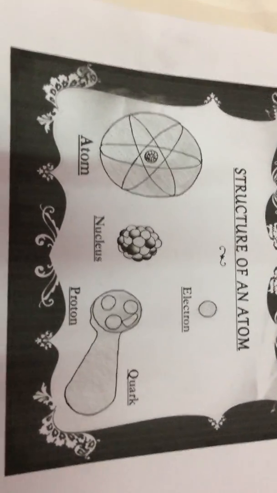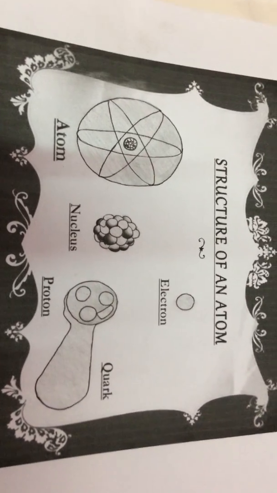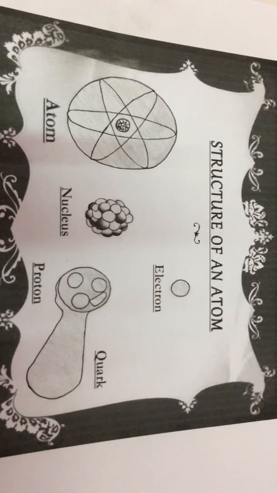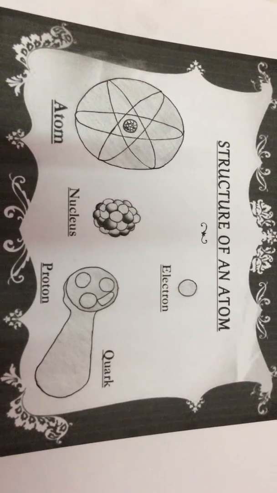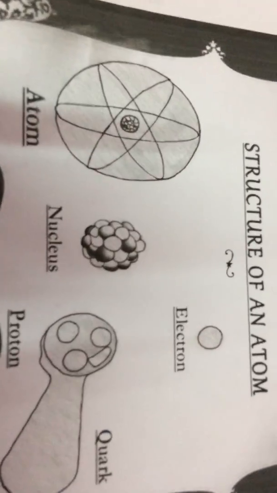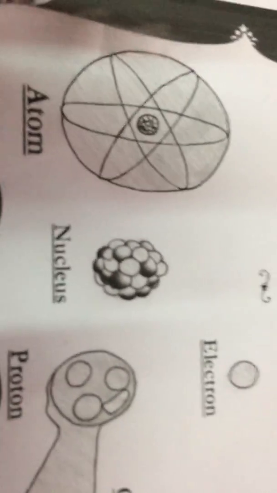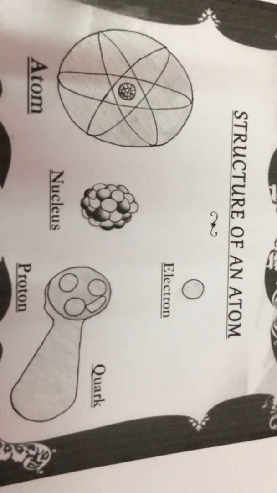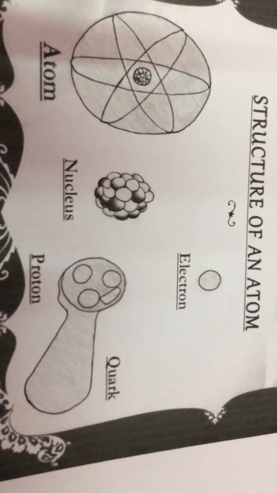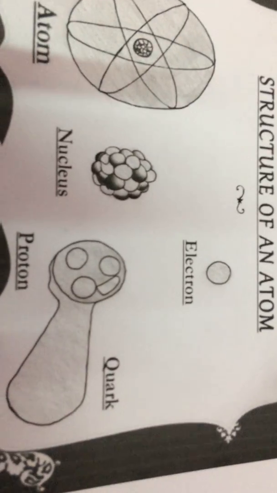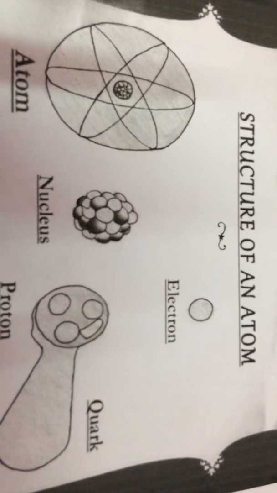Bohr model of atom. To overcome the drawbacks of Rutherford's model of atom and to explain the line spectrum of hydrogen, Niels Bohr, a Danish physicist, proposed a model of atom which is based on Planck's quantum theory of radiation. Basic postulates of Bohr's model of atom are: an atom consists of a small heavy nucleus and electrons are revolving around it in certain circular paths called orbits.